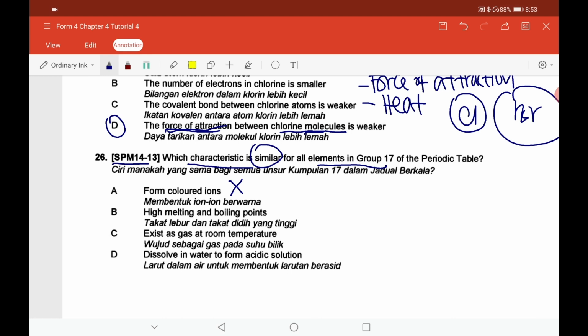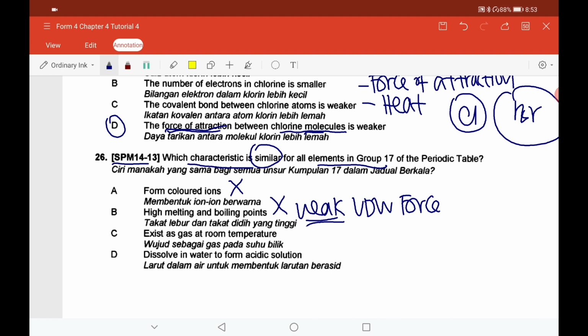B, it has high melting point and boiling point. Not really, yeah. Group 17, they are non-metals. Non-metals are attracted by weak van der Waals force. So when they have weak van der Waals force, the melting point and boiling point should be low, because when the force is weak, the boiling point and melting point are low. So B is wrong.